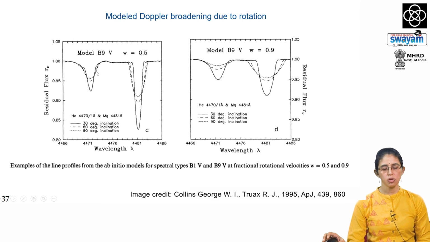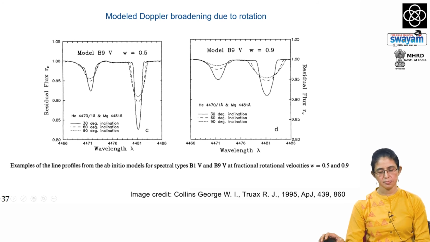This slide shows the modeled profiles as a result of rotation, broadening due to rotation. On the left hand side and the right hand side, W represents the rotation parameter, and one can see that with a higher rotation, the broadening of the line increases.